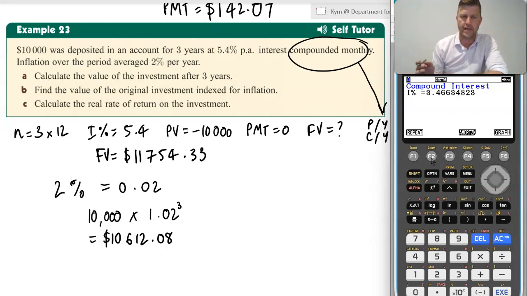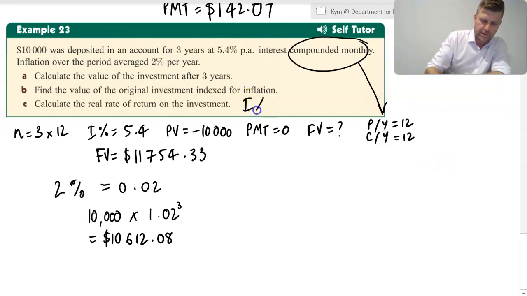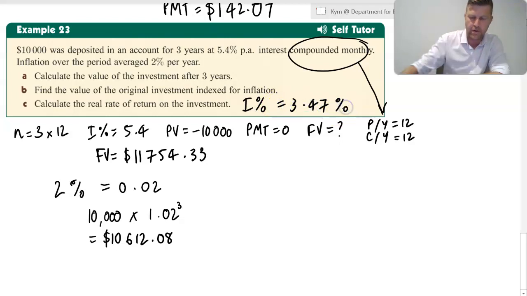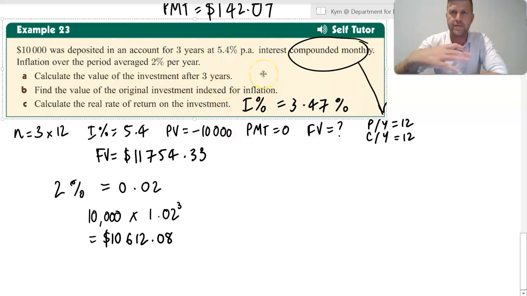Okay, so the interest rate is now actually 3.46 or 3.47%. Okay, so for C, it's an interest rate of 3.47%. Now I know the interest rate was actually 5.4% when the money went in, but essentially because the purchasing power of that $10,000 has decreased over the 3 years, it really has only worked out to be an increase of 3.47%.